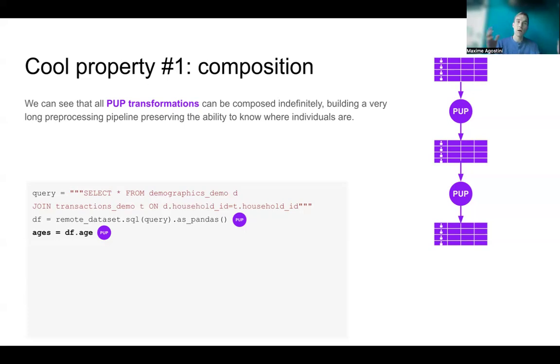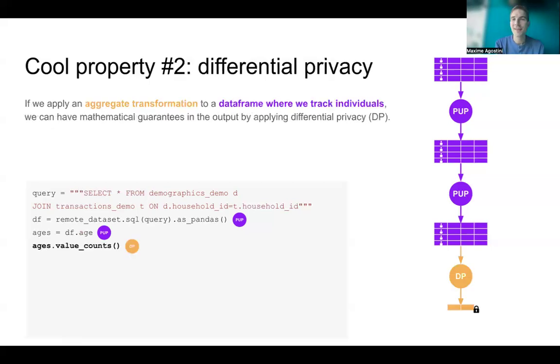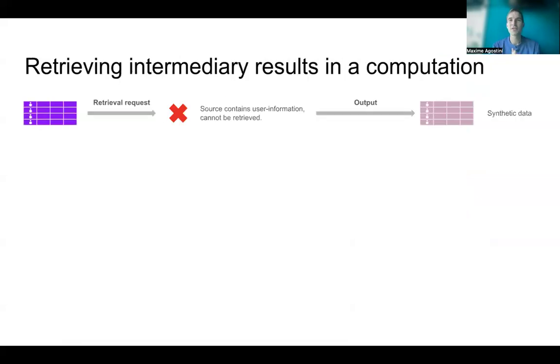So you can have a very long computational graph that is just stacking up transformations that don't impact the distribution of users. And then we have this other property, which is if you have a PUP, or a privacy unit, in the input and you apply a DP output, then you have differential privacy in the output. So that's going to be very cool. We can use this to make sure some outputs can be secured. So let's try and see what we can do.